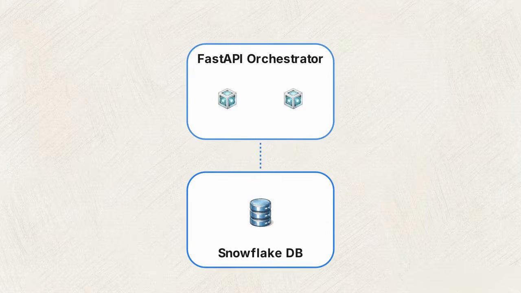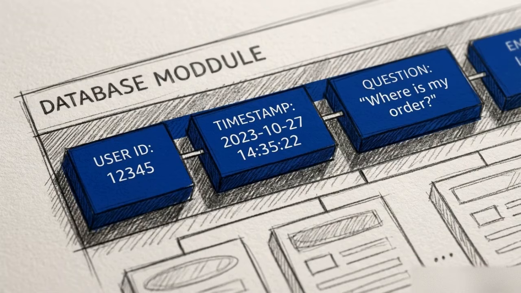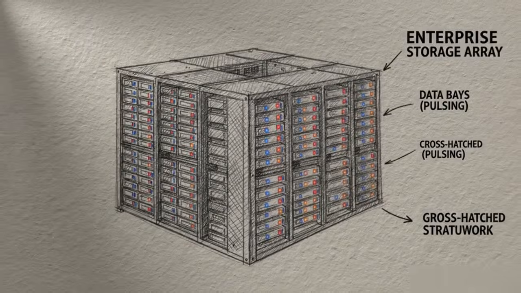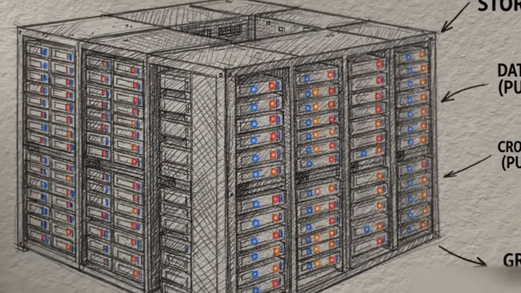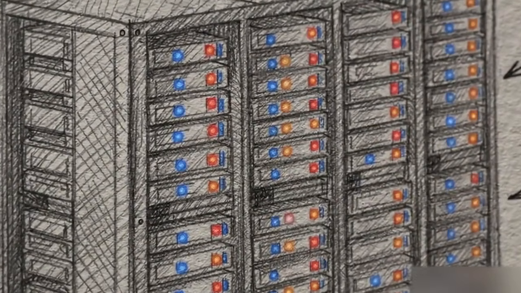FastAPI duplicates the incoming text prompt. It routes one copy down to a designated Snowflake database node. Snowflake permanently logs the user's question. This provides strict auditability for IT and allows the user to pull up their historical chat sessions upon logging in. By forcing state persistence through Snowflake, the architecture transforms a forgetful AI endpoint into a continuous, reliable digital assistant.